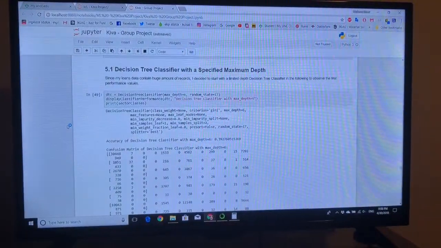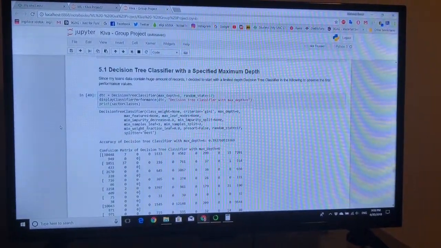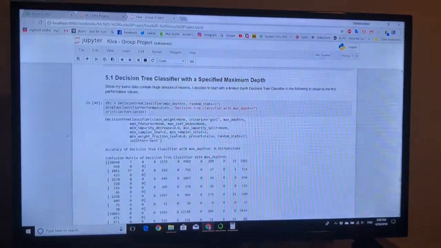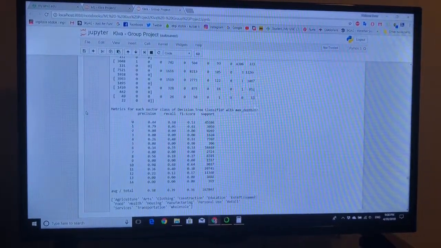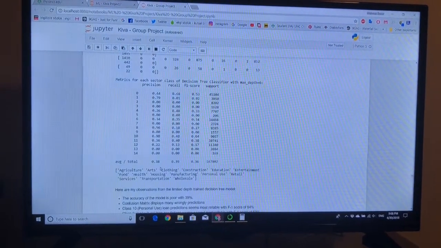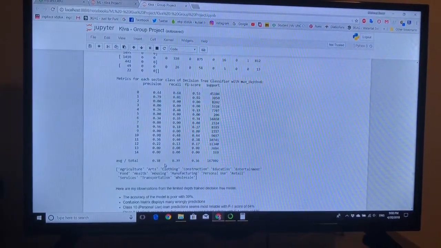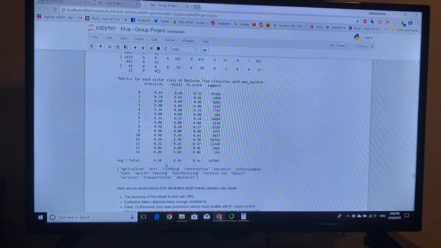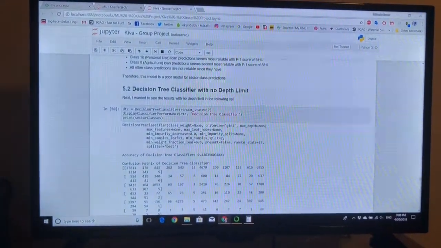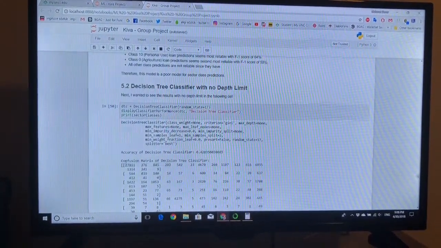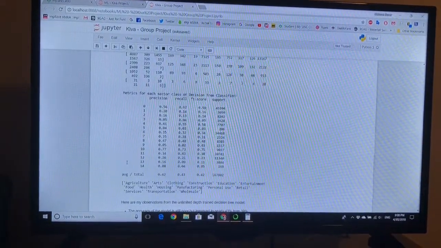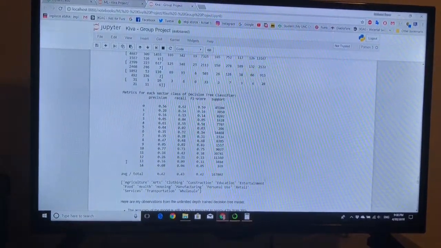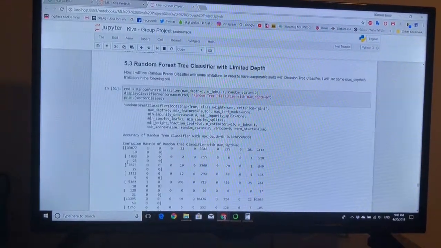The first machine learning model I investigated is a decision tree classifier with a specified maximum depth. When we look at the values obtained here, it has a precision of 38%, recall of 39%, and an F1 score of 36%. The second one is a decision tree classifier with no depth limit. And on this one, the precision increases to 42%, recall is 43%, F1 score is 42%.